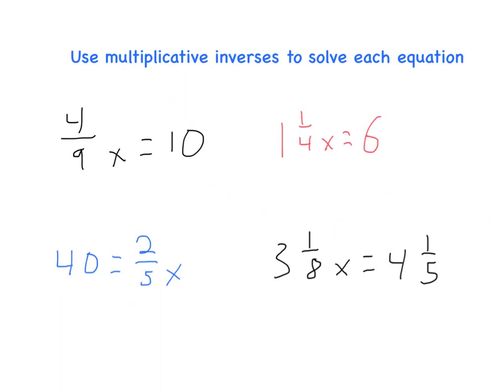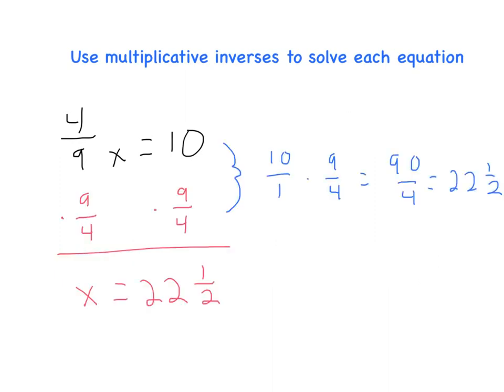Go ahead and try these 4. Hit pause. We'll break down this one first. I multiplied each side by its multiplicative inverse. So the multiplicative inverse of 4/9 is 9/4. Multiply each side. On the side here, you'll see my work. I took 10/1 times 9/4. I got 90/4, which I then reduce and get 22.5. Over here I was left with 1x, so I just write x, and I get x equals 22.5.